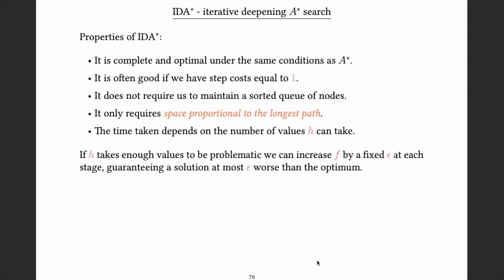So one modification to this algorithm is actually to make it a bit simpler and simply increase the f limit that you're searching within by some fixed quantity epsilon at each step. And that means that you're not going to be optimal anymore, but you will be, at worst, epsilon away from the optimum f cost when you do find a goal.